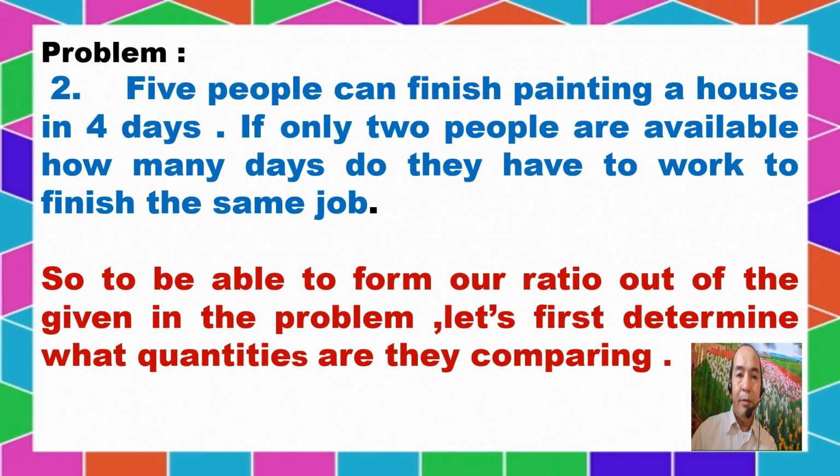To be able to form a ratio out of the given problem, let us first determine what quantities they are comparing. So what are they comparing? 5 people can finish painting a house in 4 days. So we have people compared to number of days. So this could be our first ratio.